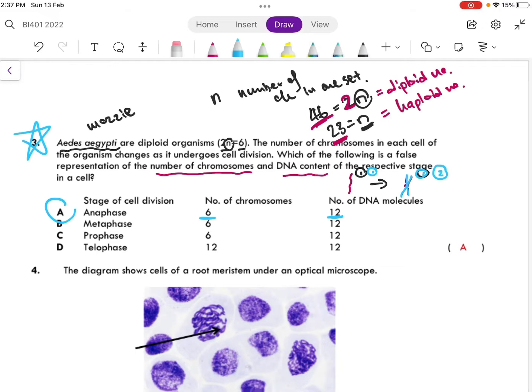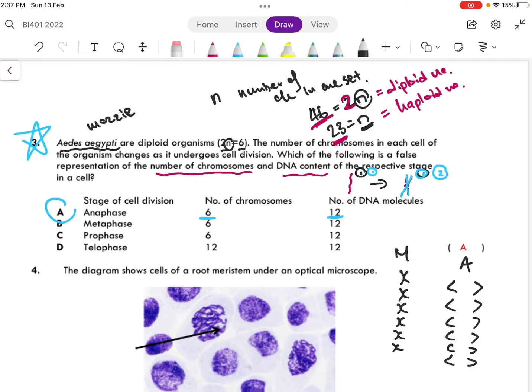So let's try this. I'm going to draw out the number of chromosomes. They say that a diploid organism has 6 chromosomes. So let's say I'm going to draw in a cell right now. 1, 2, 3, 4, 5, and 6 chromosomes. This is during metaphase. During anaphase, the chromosomes will separate. Each of the chromosomes will separate into daughter chromosomes.